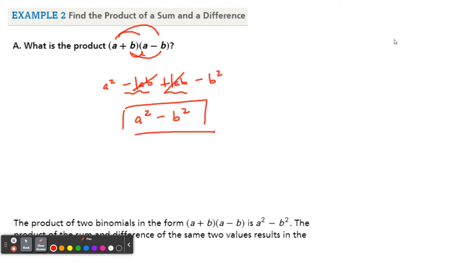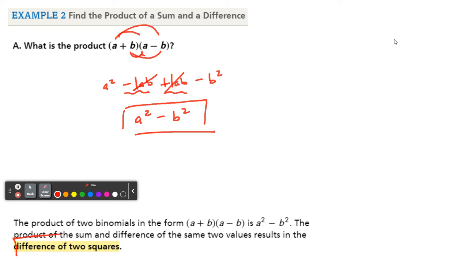We call this a difference of two squares. It is of this form. You need to make sure that you are able to recognize this every day. A plus b, a minus b multiplies into this. So be aware of this as we go forward in today's lesson and this practice assignment.